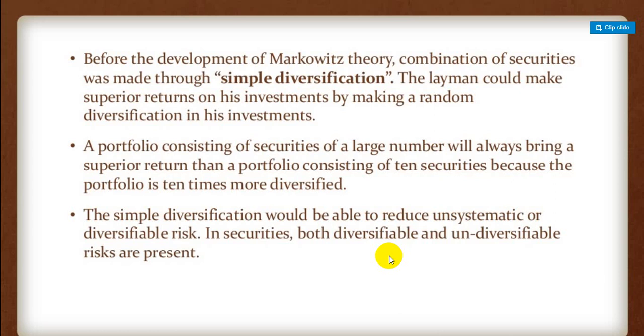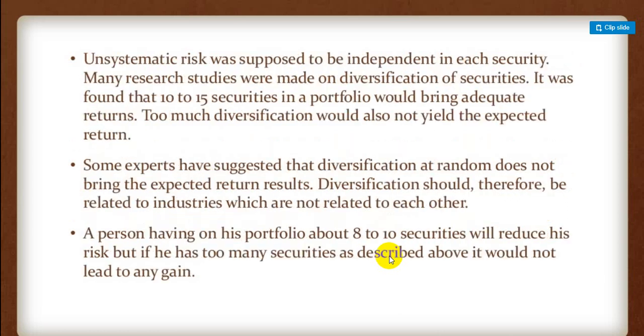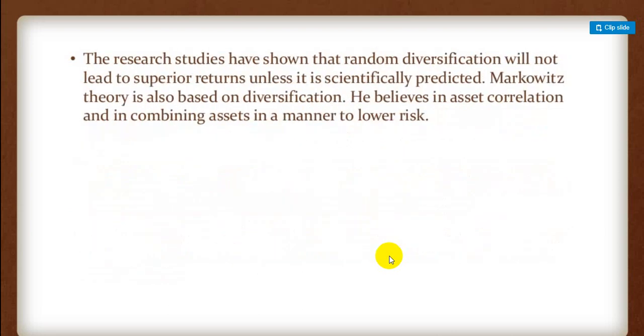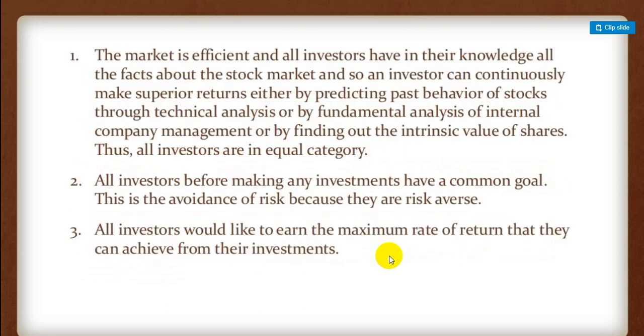The simple diversification would be able to reduce unsystematic risk or diversifiable risk. In securities, both diversifiable and non-diversifiable risks are present. Unsystematic risk we have just discussed, so we're not going to discuss it again. So what were the assumptions?